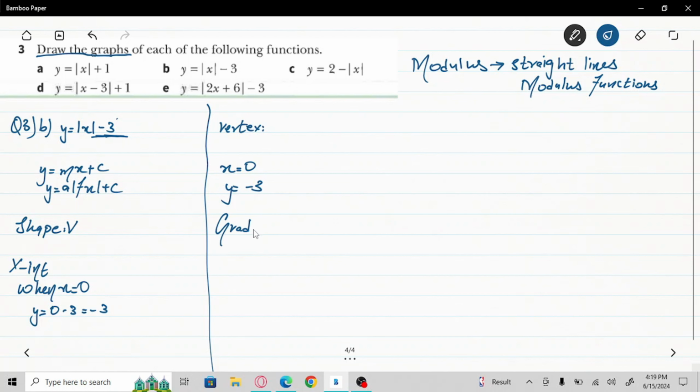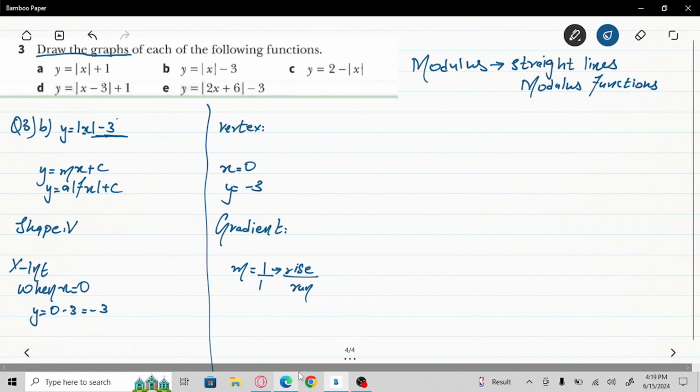Then the gradient. What's the gradient? Y equals mx. What is with the x coordinate? There is nothing, which means there is a 1. So the gradient, I forgot to write it now, m equals 1 upon 1, which is 1 as the rise, by 1 as the run. Okay, that's it. Now we are going to draw the graph for these coordinates.